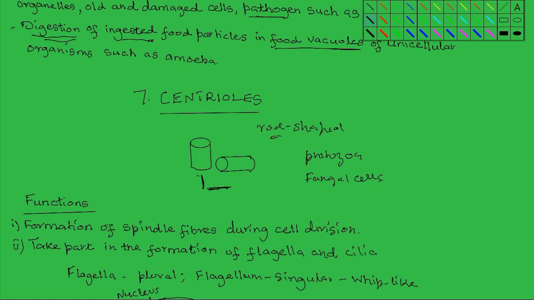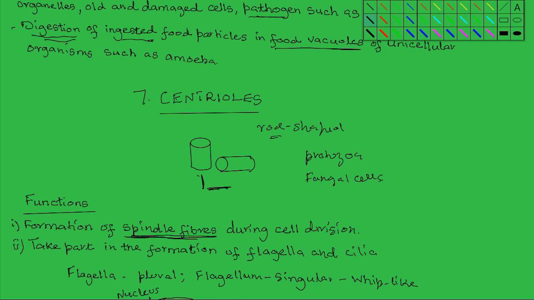Functions. Centrioles perform two functions in cells where they occur. The first one is they take part in cell division by initiating and organizing the formation of spindle fibers. Spindle fibers are protein microtubules that play an important role in the movement of genetic materials during cell division. The second function of the centrioles is that they take part in the formation of certain projections from cells.